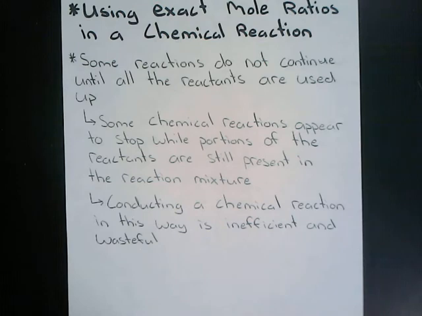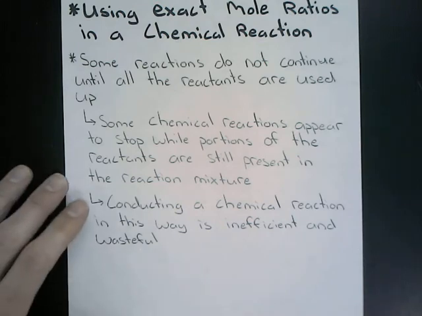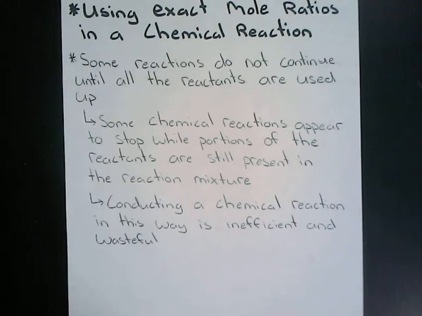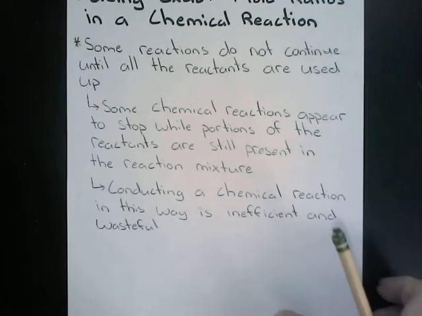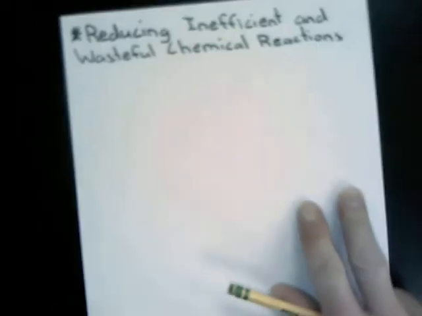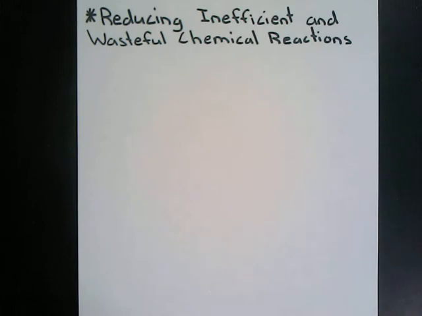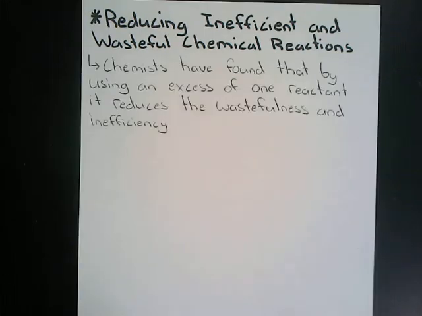All right, so now what we're going to transition to is how can we reduce that waste? If we can't use exact mole ratios, well, how can we reduce the waste here? And so what chemists have found is that by using an excess of one reactant, it reduces the wastefulness and inefficiency of a chemical reaction. Reactions can be driven to continue until all of the limiting reactant is used up.